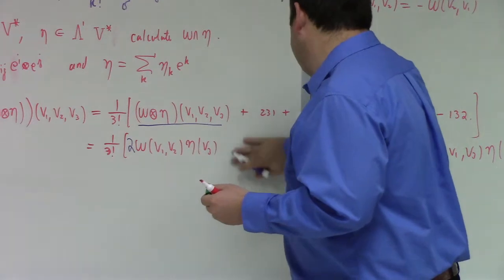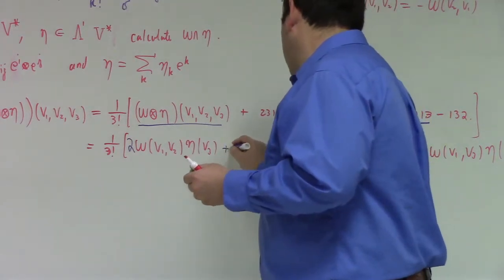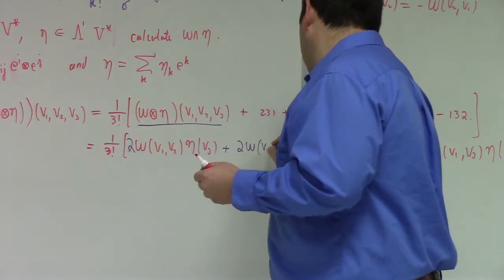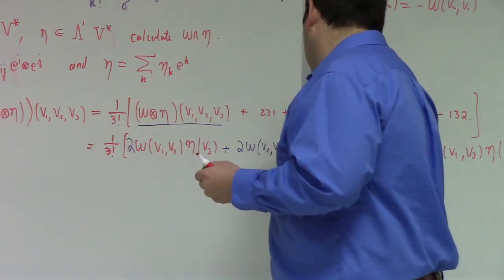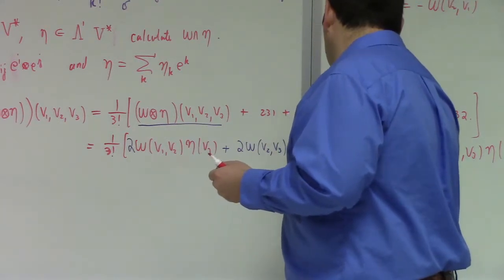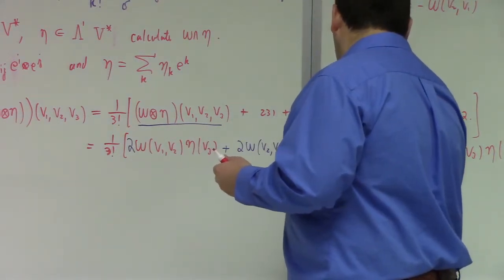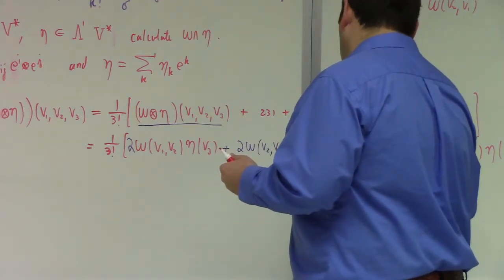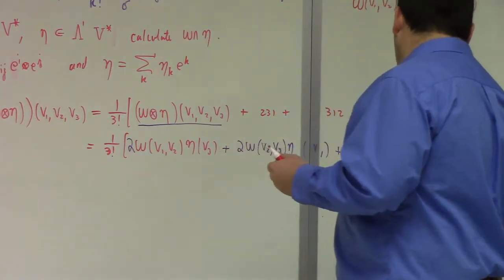And then what? Plus 2 omega v2, v3 eta v1, right? And then plus 2 omega v1, v3 eta v2.